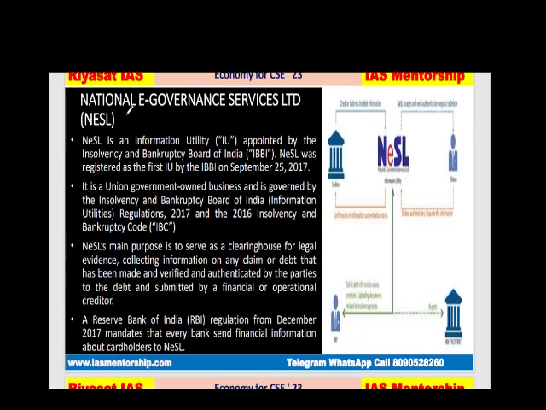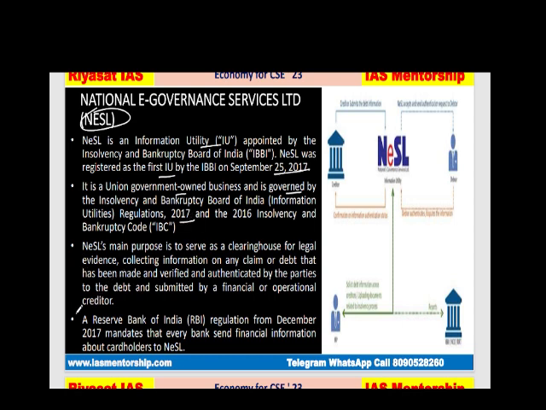Next is your National E-Governance System, National E-Governance Services Limited, NeSL. Basically, this is an information utility. It's basically providing a service, and this is appointed by IBBI, Insolvency and Bankruptcy Board of India. And this NeSL was registered as an IU by IBBI in 2017. This is owned by government, remember it, and it is governed by IBBI regulations of 2017.